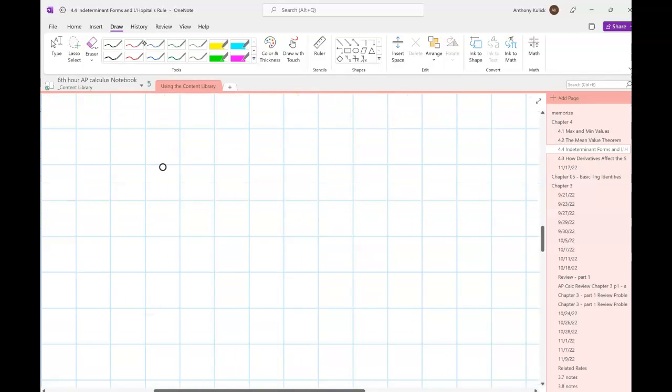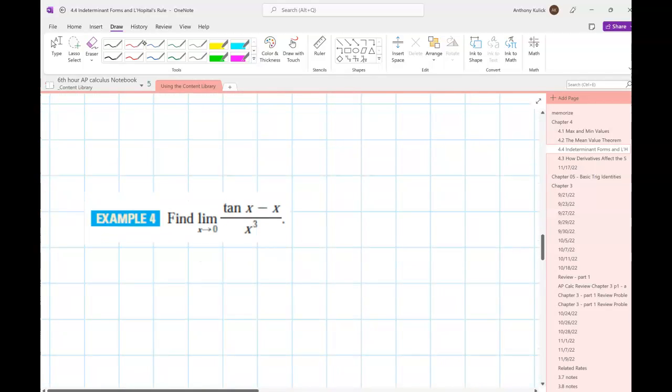All right, let's do another example. First thing we should check is: is it indeterminate? Okay, well, tan of 0, what's that? Does the AP expect you to be able to do that in your head with no calculator? They do. Okay, so think back to the unit circle.